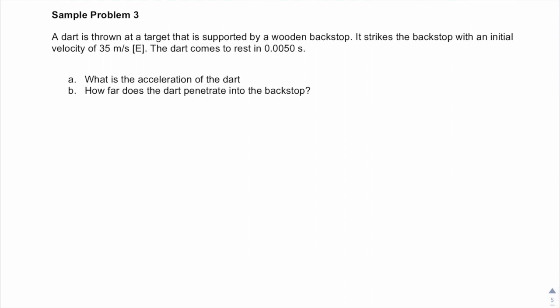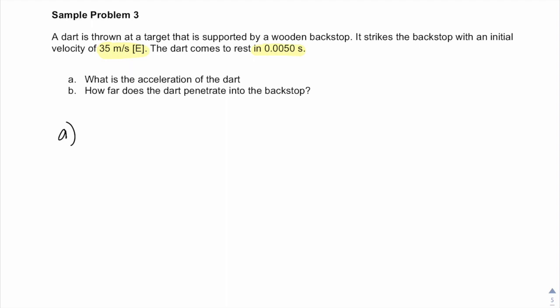Let's try sample problem number 3. This is a 2-part question. A dart is thrown at a target that is supported by a wooden backstop. It strikes the backstop with an initial velocity of 35 meters per second east. The dart comes to rest in 0.0050 seconds. Part A. What is the acceleration of the dart?